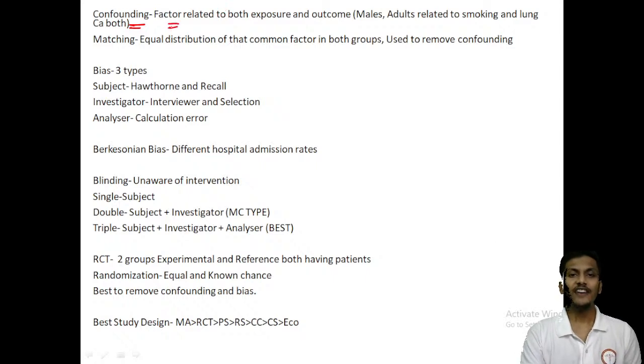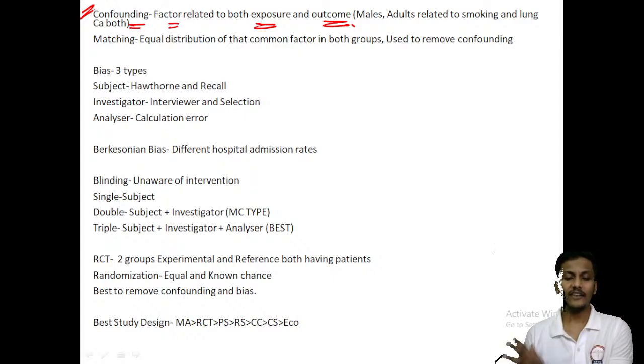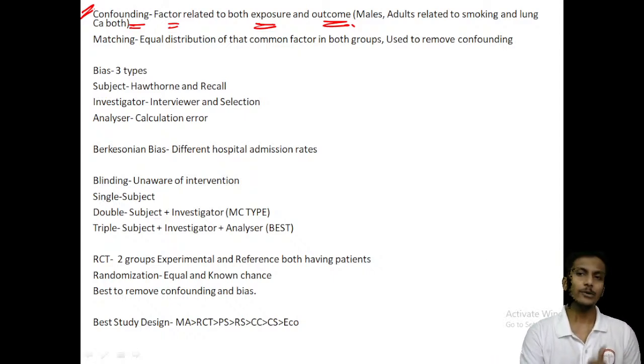It is a factor which is related both to the exposure and outcome. Please remember, confounding is a factor which is related both to the exposure as well as outcome, and therefore this factor would lead to a defective outcome. This factor would lead to a defective outcome. This is known as a confounding factor.